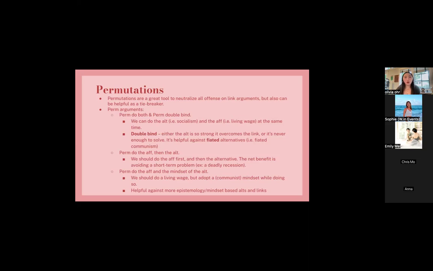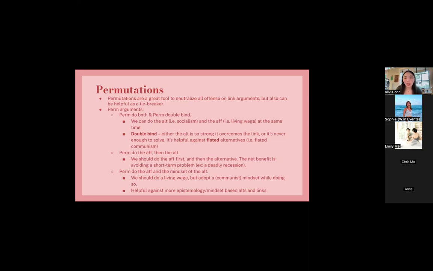So, a couple of common 1AR perm arguments. First is perm do both and perm double bind. I think this is probably the best strategy that you can go for against cap. This is just an argument that we should be able to do the alt, or socialism, and the AFF, like a living wage, at the exact same time. The double bind component of this is that either the alt is so strong that it overcomes a link, or it's never enough to solve for the links and the impacts of cap to begin with.